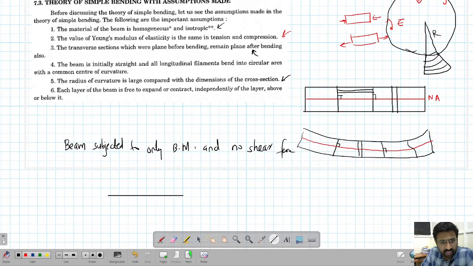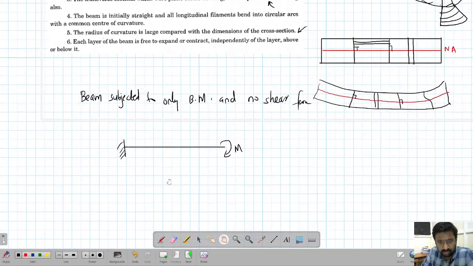Let's say if you have a cantilever beam, and I apply a bending moment here. If you see here, there will be a reaction moment here of the same magnitude, and all the sections of the beam will have the same bending moment. So the bending moment will be like this.